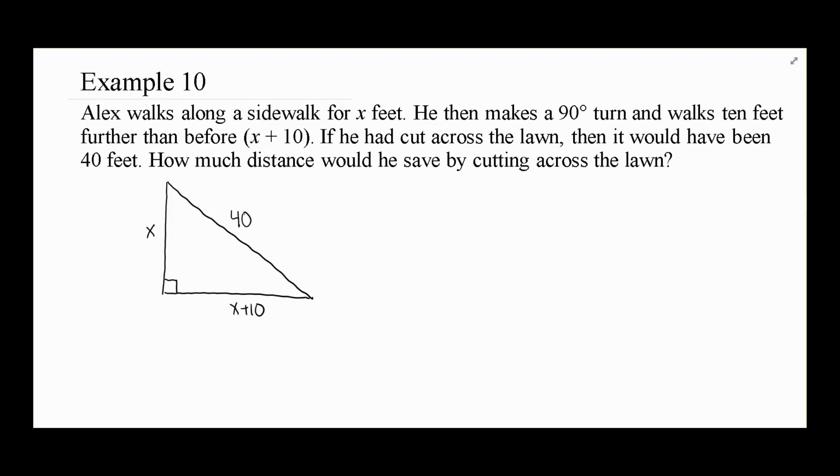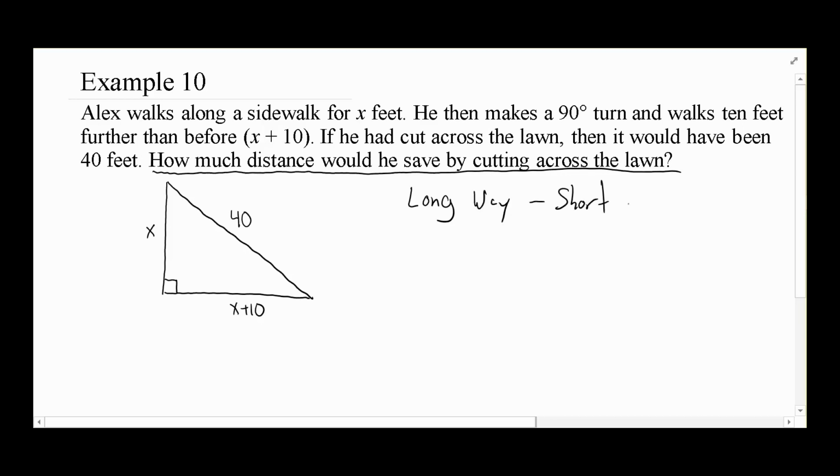Because notice that the question is actually asking, how much distance would be saved by cutting across the lawn? So if I want to know how much distance is saved, then really what I'm looking for is to take the long way's distance minus the shortcut, or the short way. So if I just subtract those two values, that's going to get me the distance saved. Well, the long way of walking along the sidewalk was to walk x feet followed by x plus 10 feet. The short way was 40 feet.